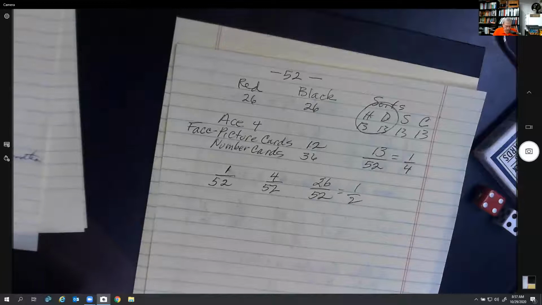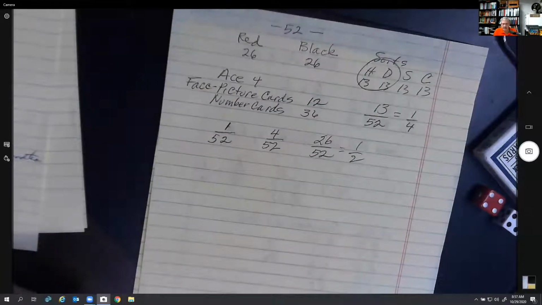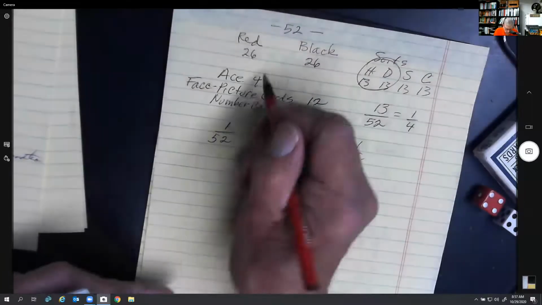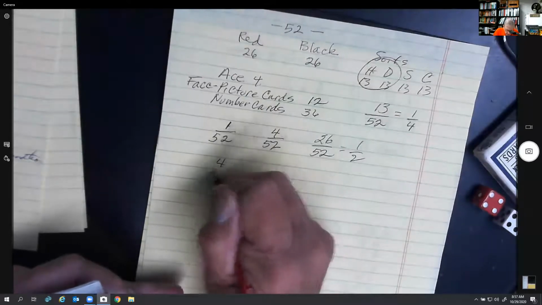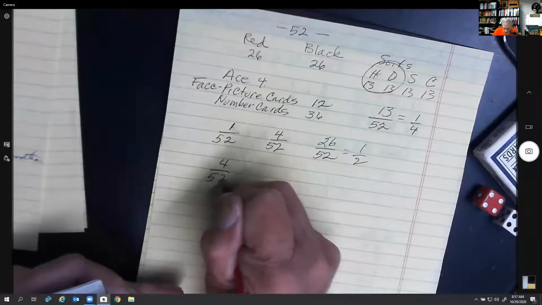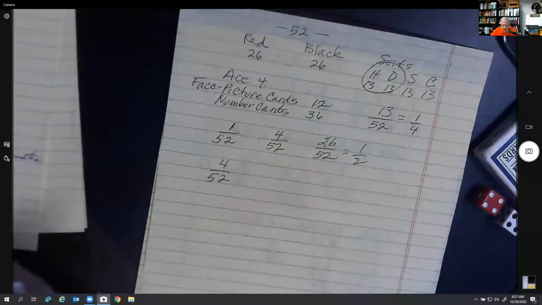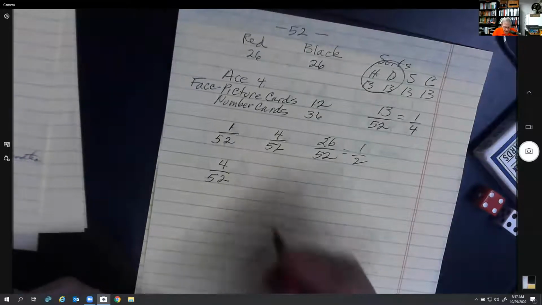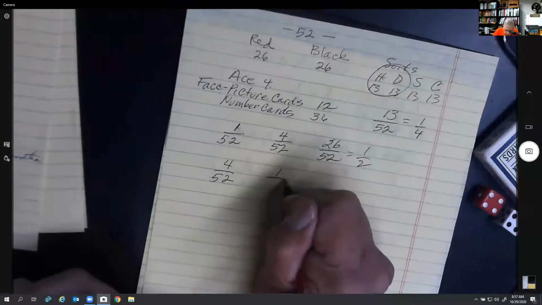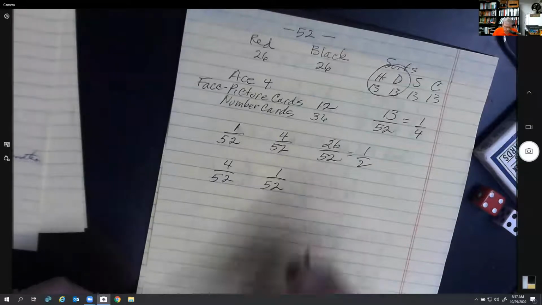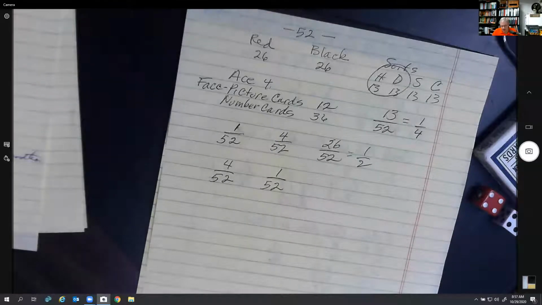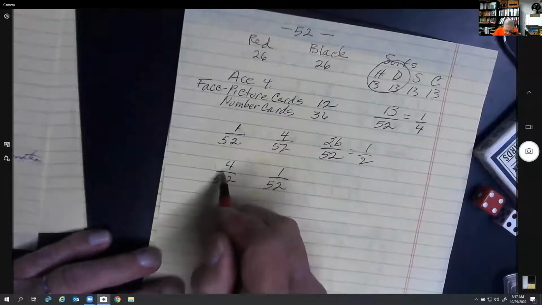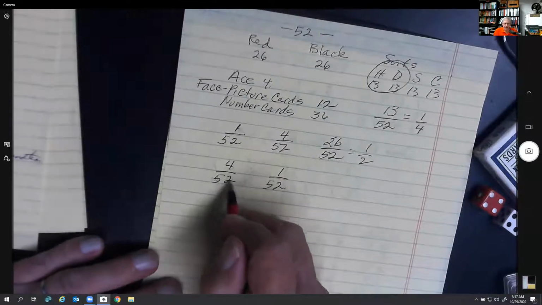Okay. What's the chance of drawing an ace? There's 4 aces in the deck, 4 out of 52. What's the chance of drawing an ace of hearts? An ace of hearts, there's only 1 out of 52. So that's what you want to kind of do. That's how probability works. The possibility of what you want to get out of how many total there are.